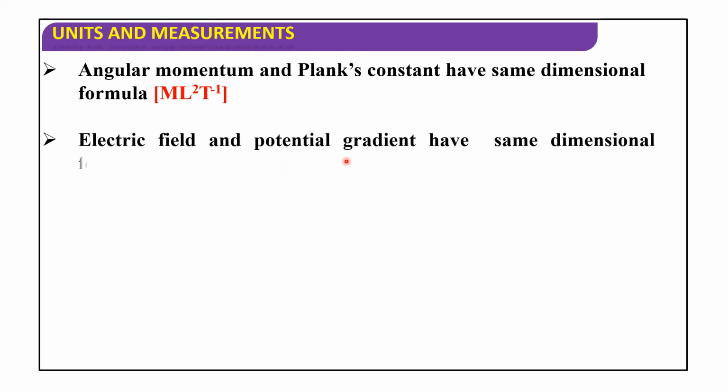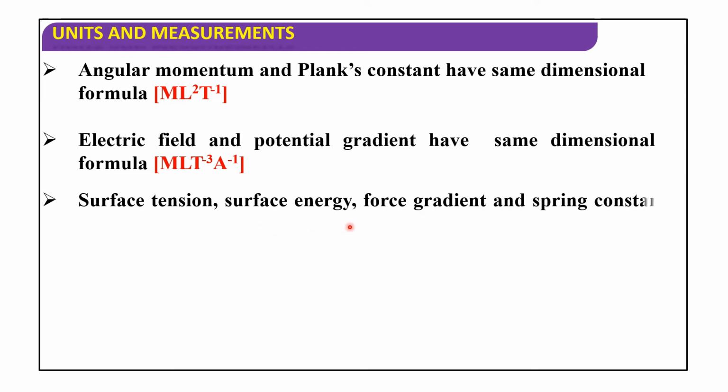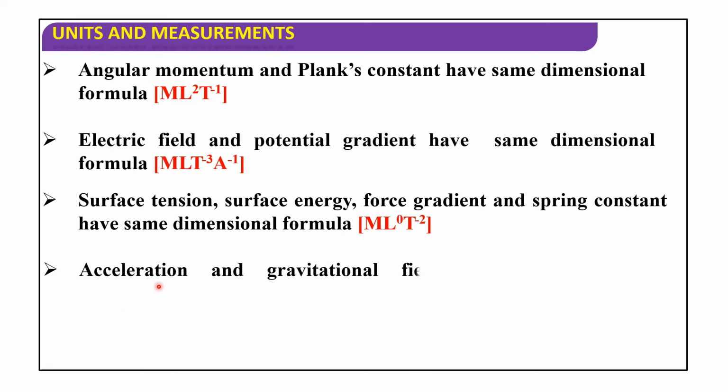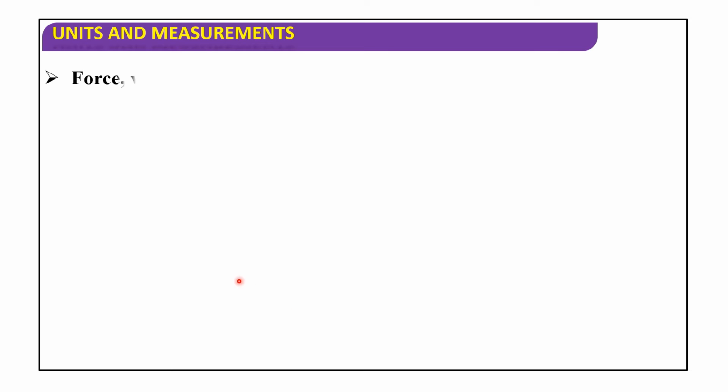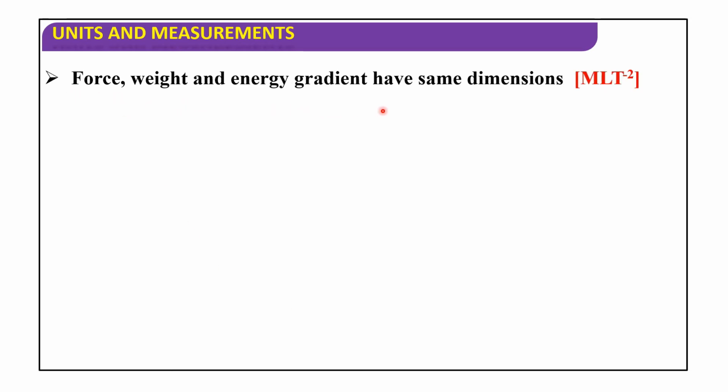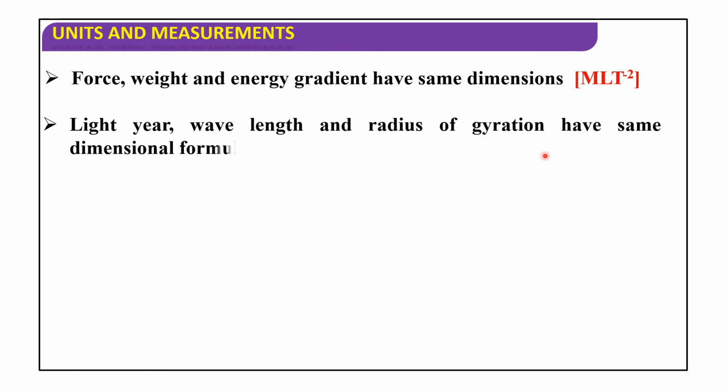Electric field and potential gradient have the same dimension formula, that is M L T power minus 3 A power minus 1. Surface tension, surface energy, force gradient and spring constant have the same dimension formula, that is M L⁰ T power minus 2. Acceleration and gravitational field intensity have the same dimension formula, that is M⁰ L T power minus 2. Force, weight and energy gradient have the same dimension, that is M L T power minus 2. Light year, wavelength and radius of curvature have the same dimension formula, that is M⁰ L T⁰, simply L.